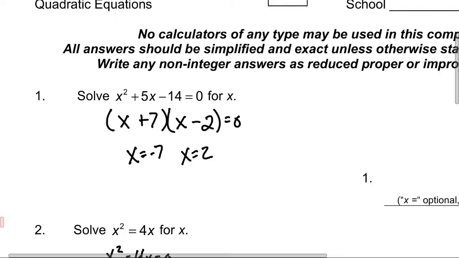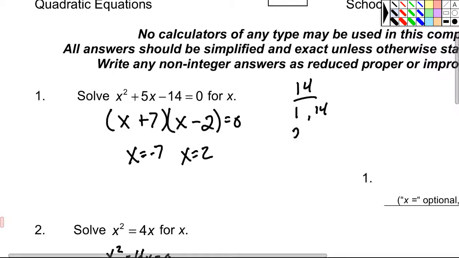Essentially, we ask ourselves, what times what gets us x squared? Well, it's just x and x. What 2 numbers, when I multiply them together, make a negative 14, and when I add them, make a 5? I'm sure you're good at this by now, but factors of 14 are 1 and 14, 2 and 7, and that's it. If you wanted to experiment with 1 and 14, those work for the product, but they don't add up to 5, so you have to keep trying those out.